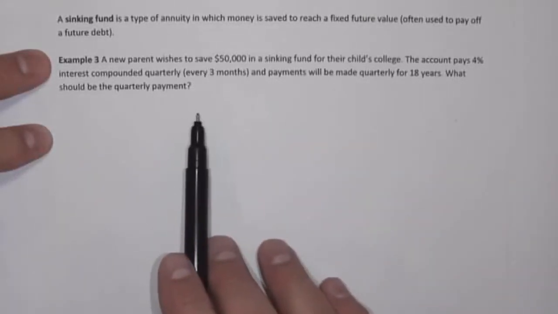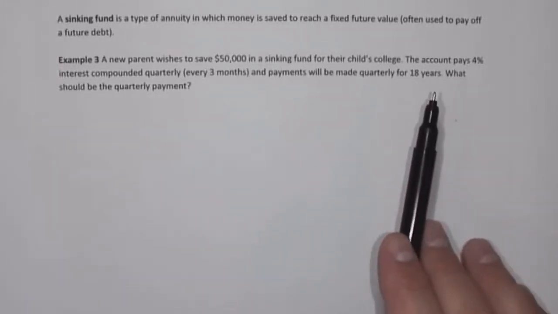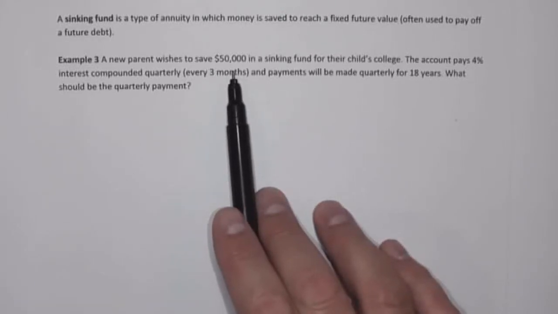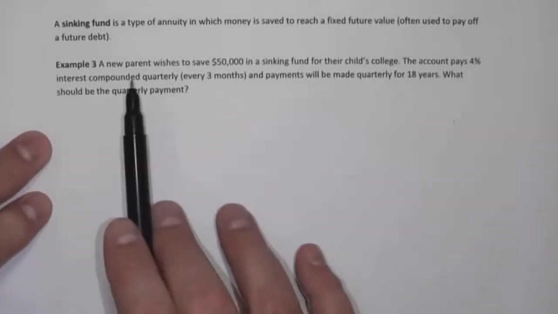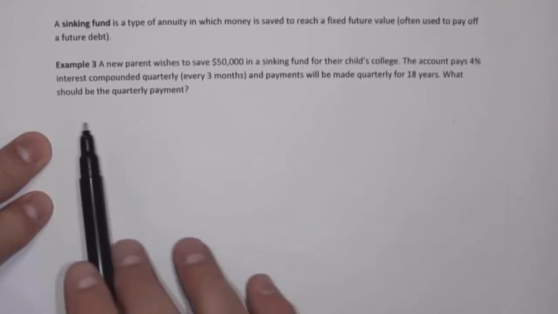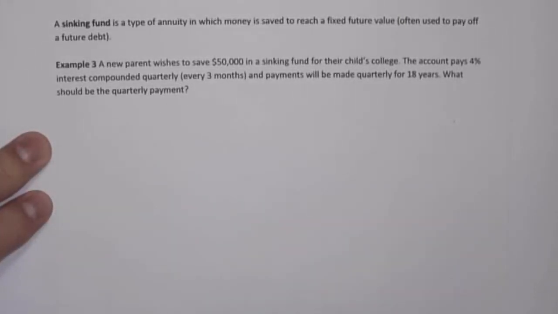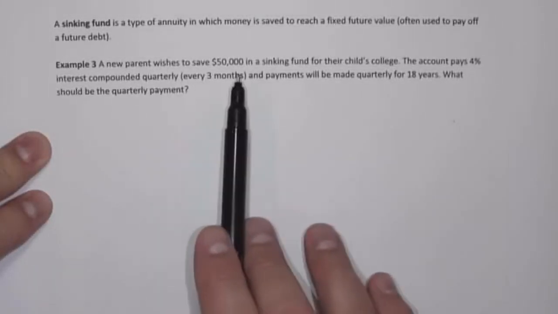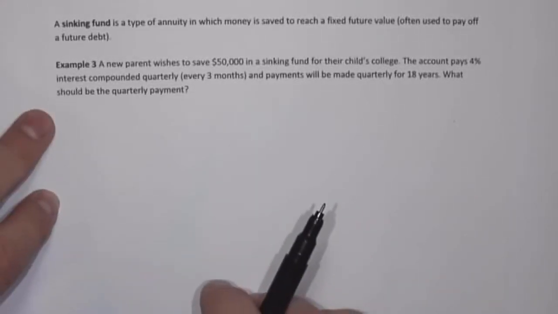So again, what we're doing here is we're saving for a future value. So we want the value of this annuity to be $50,000 18 years in the future so that we'll have the money to send the child to college. That's the purpose of this. So we want to know, what does the payment need to be? How much money do they need to save each quarter and put into this sinking fund so that it will be worth $50,000 18 years from now?